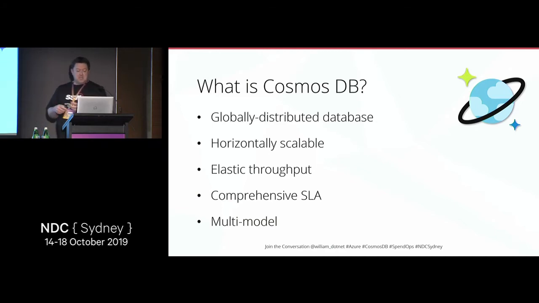The throughput is elastic, so you can easily dial it up or dial it down, depending on how much you want to spend. And Microsoft has some really comprehensive SLAs for throughput, latency and availability. I think it's a sub 10 millisecond latency in Azure, and they stand by that.